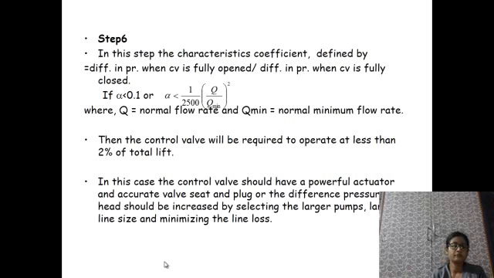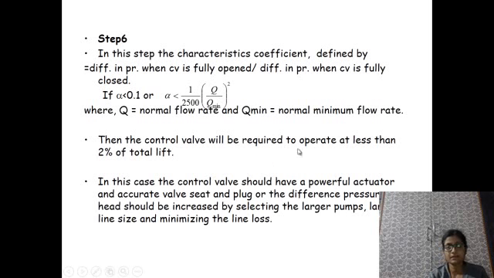For valve sizing, you may consult the book of Liptak, where it is defined clearly about control valve sizing, what the steps are, and how to maintain the steps so that a properly sized valve can be designed.